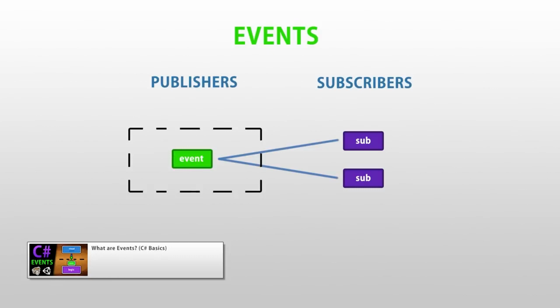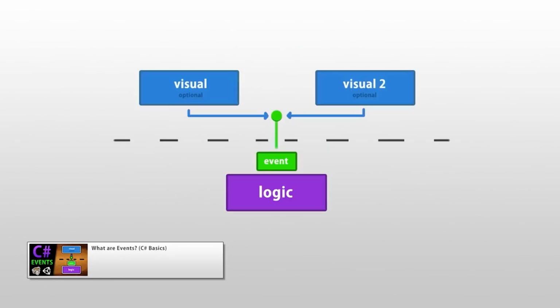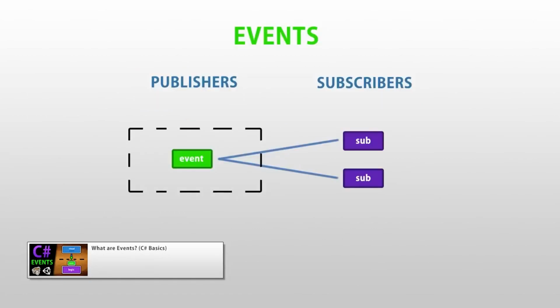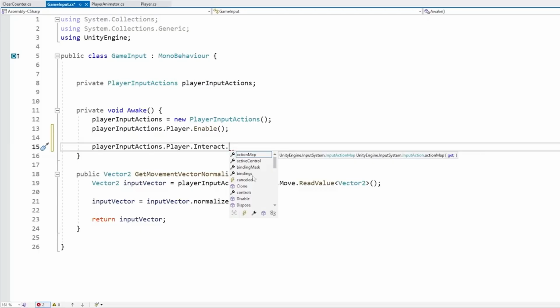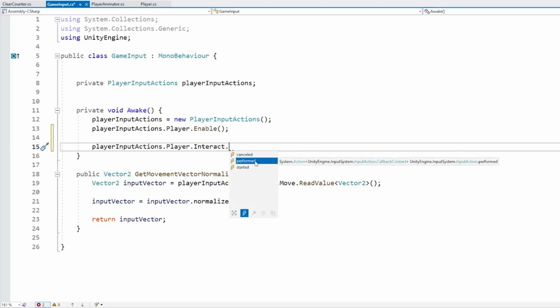They are insanely powerful, and we will be using them more and more as we go through this course. For now, here are the absolute basics. Events have publishers and subscribers. The publisher creates and fires the event when something happens, and the subscriber listens to that event and gets the listening function called when the event is fired. Now on the generated C# class, we've got these three events. The one that we want for this case is the performed event.